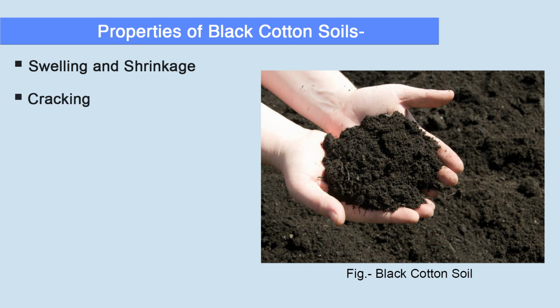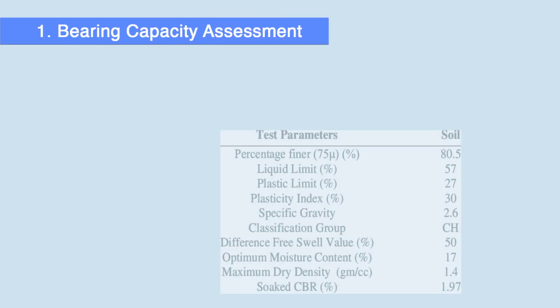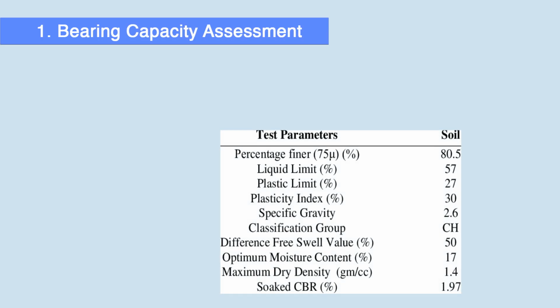The next is cracking. The shrinkage during dry periods leads to the formation of wide cracks on the ground surface, which can extend deep into the soil. These cracks pose a risk as they allow water to penetrate deeper into the soil during the rainy season. Given these challenges, the following considerations are crucial in the design and construction of foundations on black cotton soils. First is bearing capacity assessment.